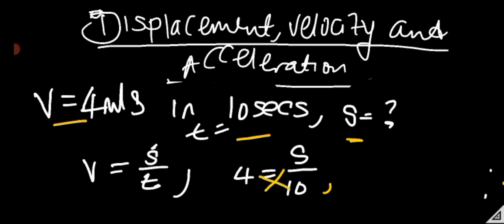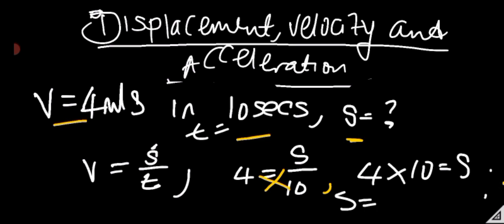So when we cross multiply, 10 goes to meet 4, so we have 4 times 10 equal to s standing alone. So s is equal to 4 times 10, which is 40. So 4 times 10 is 40 meters. So the displacement of the boy is 40 meters. I think this is explanatory enough.